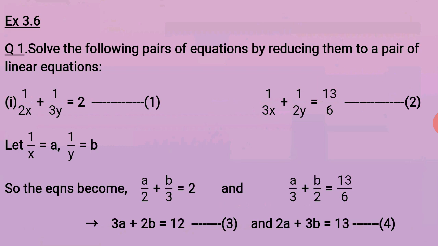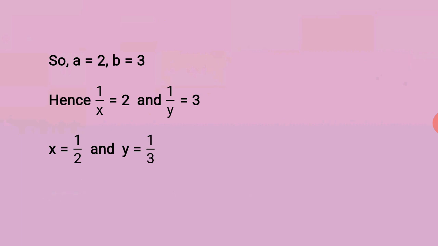Now we have further simplified it and we have got the third and the fourth equation as 3a plus 2b equal to 12 and 2a plus 3b equal to 13. By now you have studied various methods of solving a pair of linear equations in two variables. You are free to use any of those methods and get the solution for a and b. Here when you solve it, you get a equal to 2 and b equal to 3.